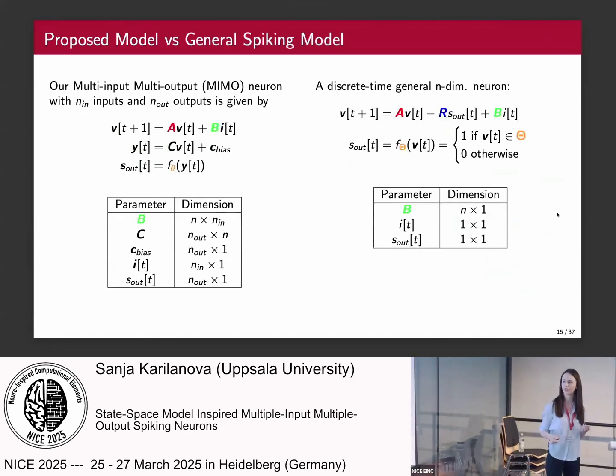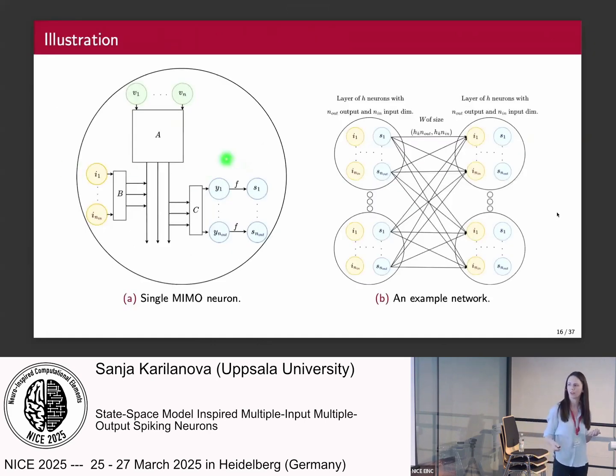Now, here on the left side is the proposed model that I talked about. If we compare that to the more general spiking neuron, we can see that we did a few things differently. The first one is that we do not have nonlinear feedback. We do not have a reset anymore. Another difference is that now we have a preliminary output which mixes with C. It mixes all the state variables and adds a bias before we compute the spikes. This is different to the more general spiking model, which computes the spikes directly from the state variables themselves. And another difference is the dimensions, that now we allow for multiple inputs and multiple outputs. So this is the neuron that we were talking about.